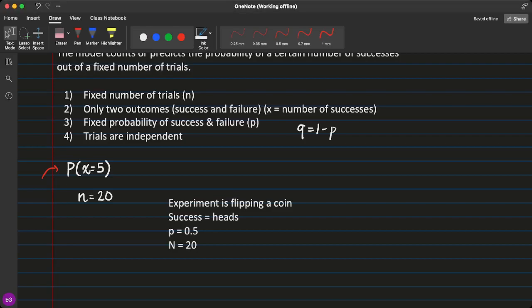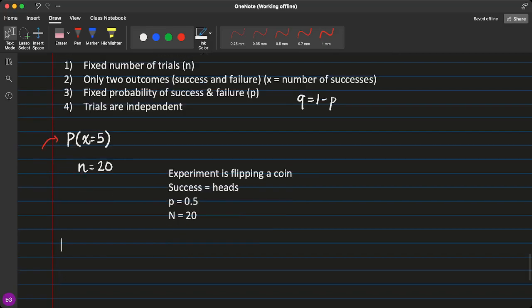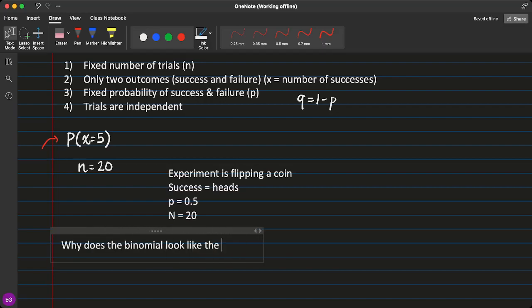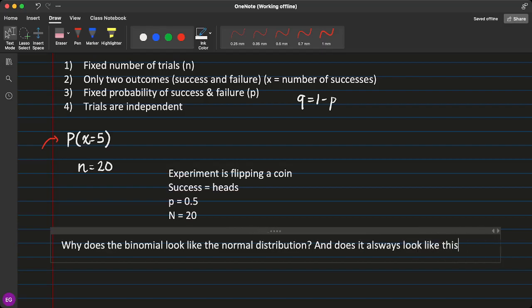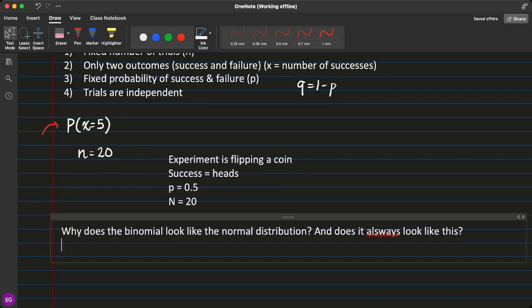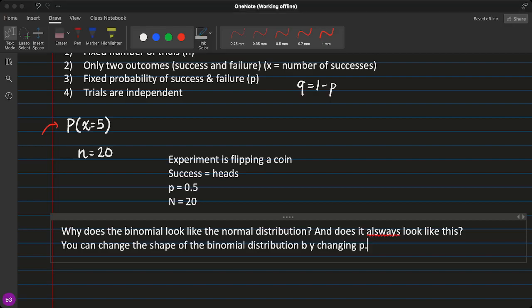And we have a question now. Why does the binomial look like the normal distribution? And does it always look like this? The answer is no. You can change the shape of the binomial distribution by changing the probability of success. So we're going to go over to StatCrunch and look at that.